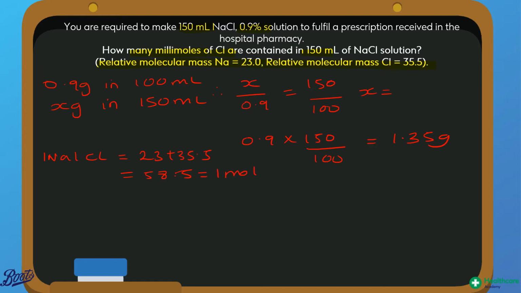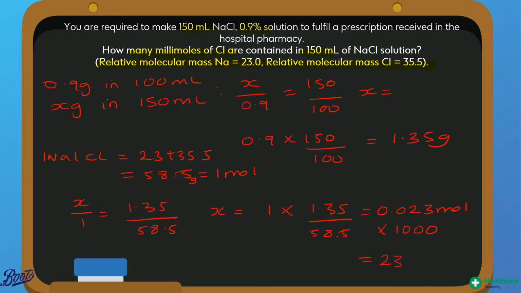We don't actually know how many moles are present in 1.35 grams of sodium chloride. So we're going to do another equation. X over 1 is equal to 1.35 over 58.5. So to work out X, we're just going to cross multiply, which is 1 multiplied by 1.35 over 58.5, which gives us an answer of 0.023 moles. Our final answer needs to be in millimoles, so we just need to multiply that by a factor of 1000, which gives us 23 millimoles.